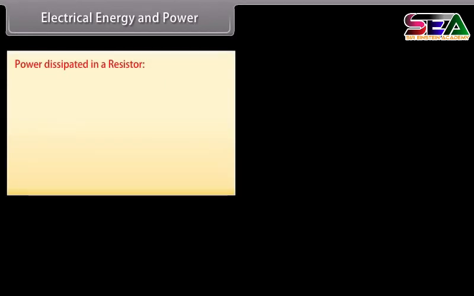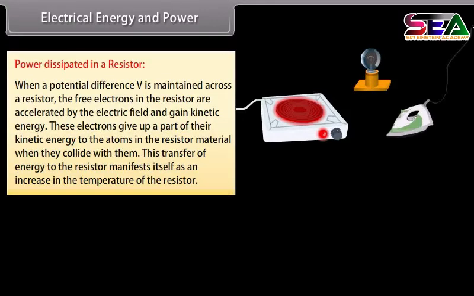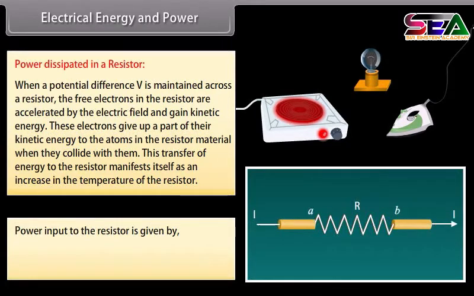Power dissipated in a resistor. When a potential difference V is maintained across a resistor, the free electrons in the resistor are accelerated by the electric field and gain kinetic energy. These electrons give up a part of their kinetic energy to the atoms in the resistor material when they collide with them. This transfer of energy to the resistor manifests itself as an increase in the temperature of the resistor. Power input to the resistor is given by P = VI = I^2 R = V^2 / R.